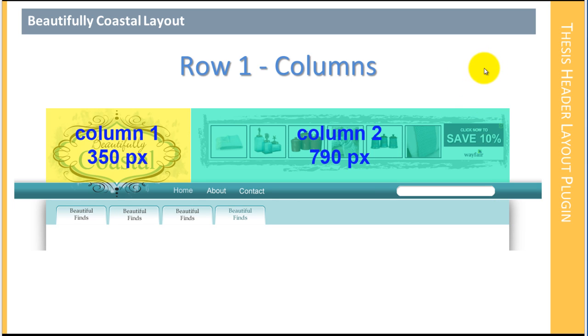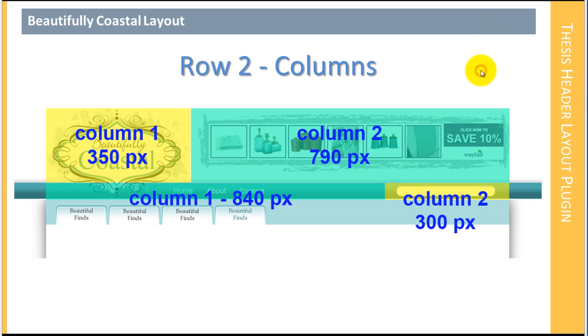Now, our first row is going to have 2 columns. The first column is going to hold an image that makes the logo clickable. The second column is going to hold our widget area, in which we're going to place our AdSense ad widget. And then the second row is also going to have 2 columns. The first column is going to have a menu in it, and the second column is going to have the search bar in it.